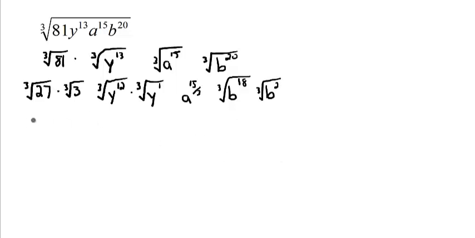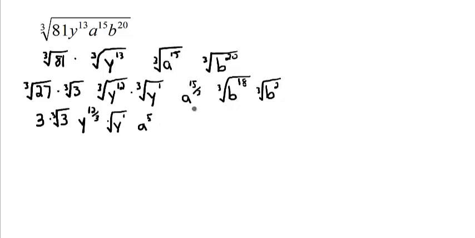Let's go through one more time. So the cube root of 27, that's just 3. The cube root of 3, well, that can't be simplified, so I'm just going to write that again. We could switch forms here. This will be y to the 12 over 3. The cube root of y to the 1st power can't be broken down at all. This becomes a to the 5th power.